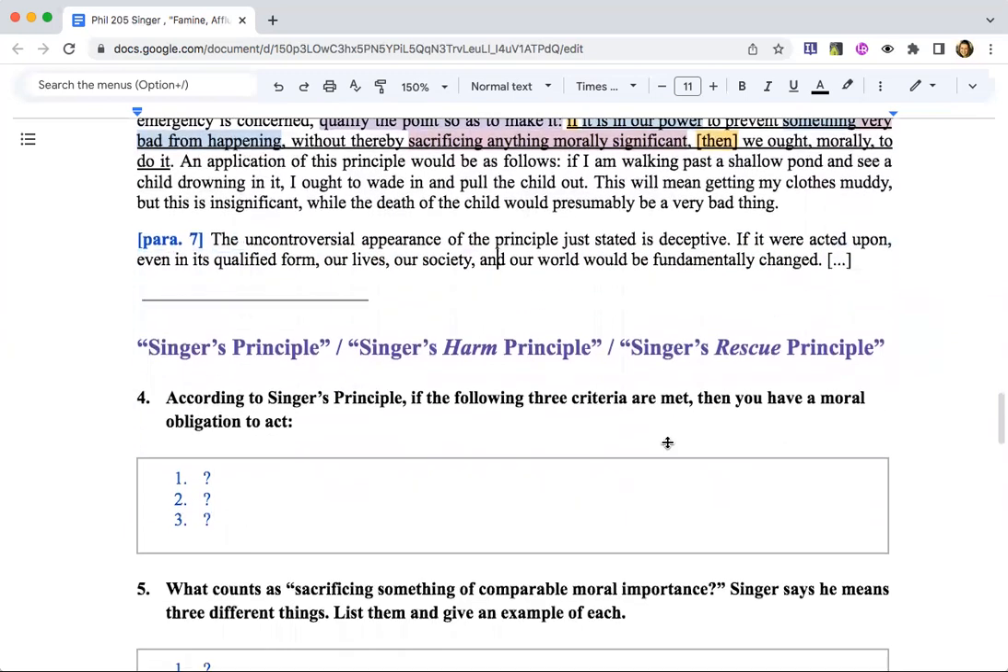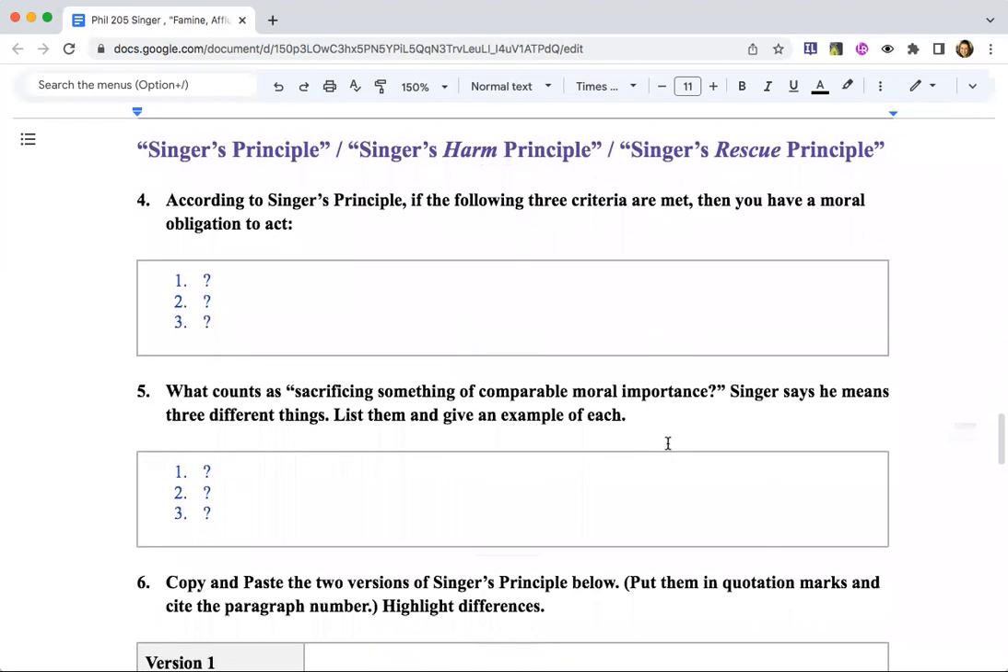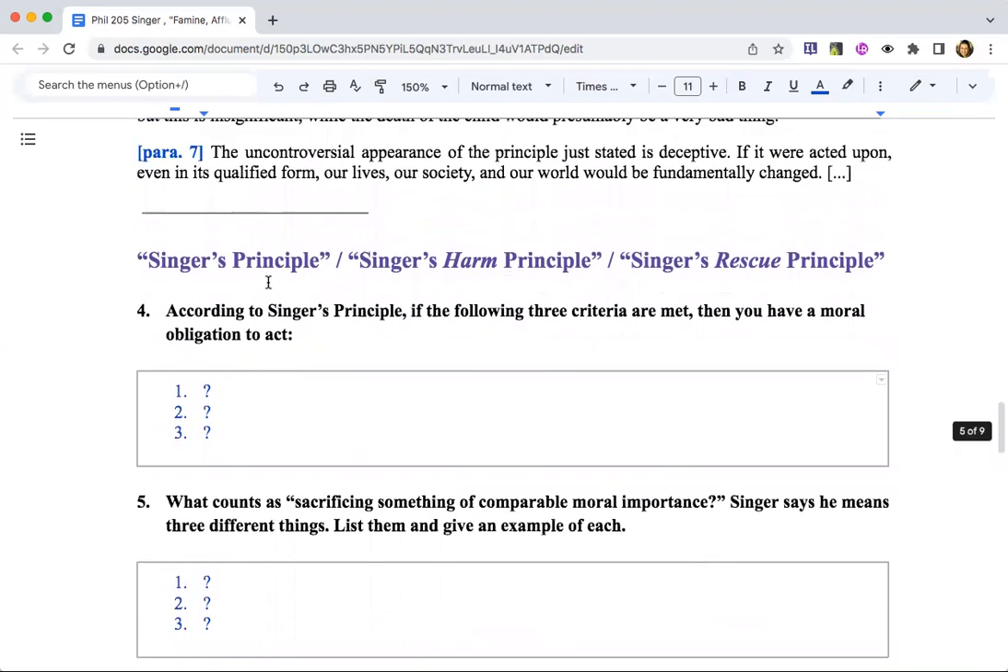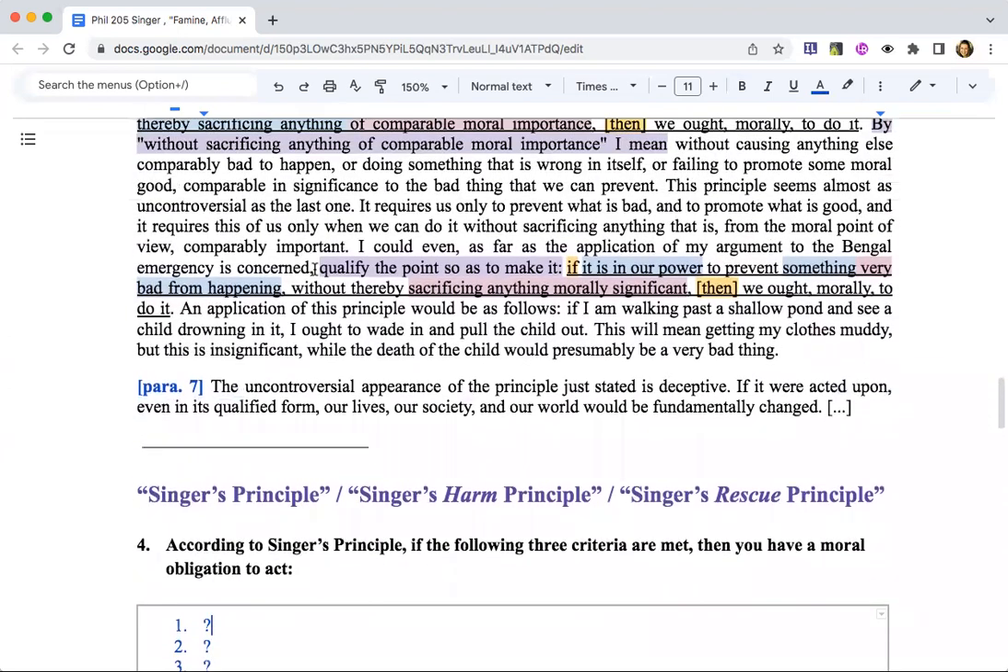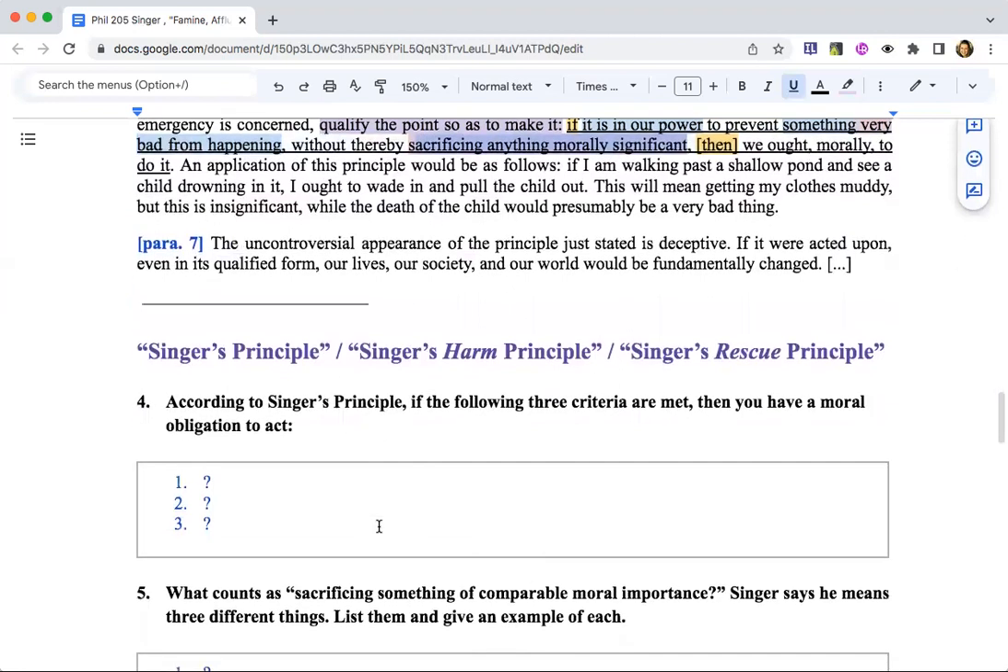Okay, let's answer some questions. According to Singer's principle, if the following three criteria are met, you have an obligation to act. This is what are the three criteria after the if and before the then. Feel free to use just the second principle, the weaker one. It's in your power. There is something very bad. It's in your power to prevent that something very bad. And doing so would not require that you sacrifice anything of moral significance.